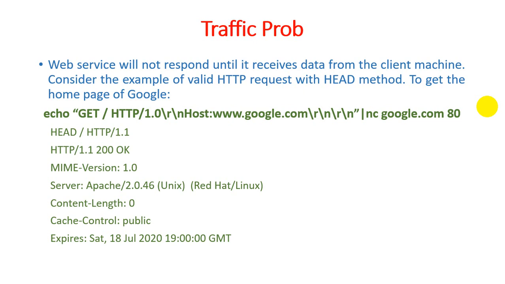Content length means whatever response is provided by Google, whether any packets are sent to us or not in the form of data. Then cache control, it may be public, or we can set it as private also, so it would be a private connection between you and your host. And the last, expires, when the response expires.